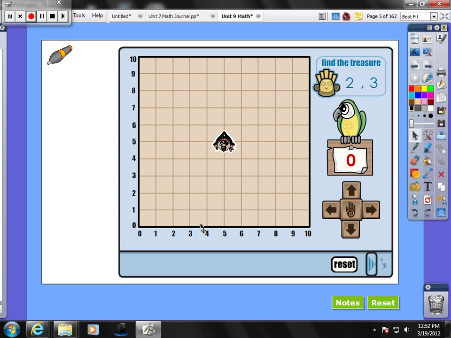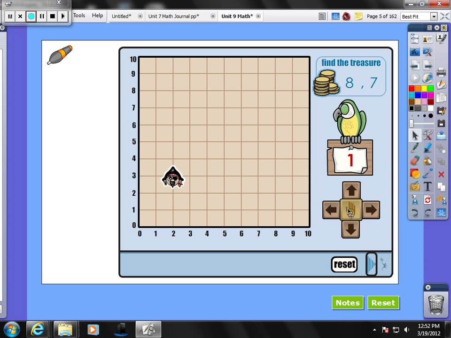So we got to find the treasure. The treasure is at 2, 3. Right now my pirate guy is not at 2, 3. I got to go put him at 2, 3. So I go down to 2. There's 2. Nope, that's not 2. 2 on my X, 3 on my Y, and now we want to check and see if that's where the treasure is, and I am right.